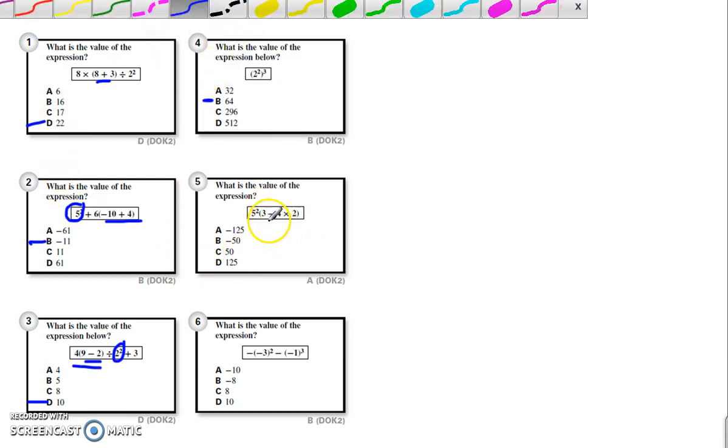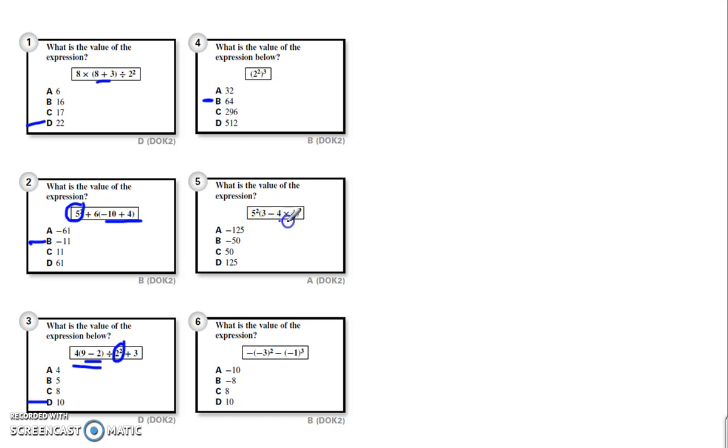Value of the expression here. Okay, parentheses first. Inside the parentheses, careful. They're trying to trick you here. We have to do 4 times 2 first. Then we're going to do 3 minus 8. And then we're going to do the exponent 25. And then 25 times negative 8 gives us negative 125. All right, lots of negatives here. So take your time. Make sure you're evaluating that first.